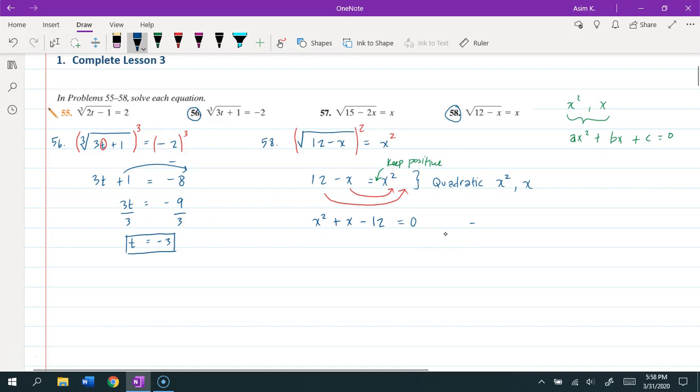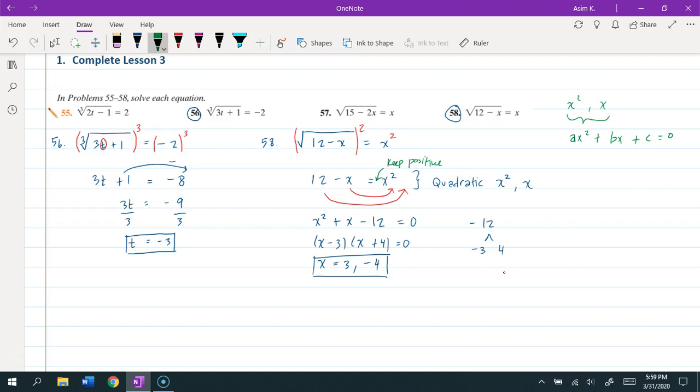Now, before you use the quadratic formula, always check to see if you can factorize this really quickly. Can you think of two factors of negative 12 that add up to positive 1? Here's the two that I can think of: x minus 3, x plus 4 is equal to 0. Therefore, x is equal to 3, and x is equal to negative 4. And by the looks of it, we have reached our final answer. You're welcome to check the solutions.